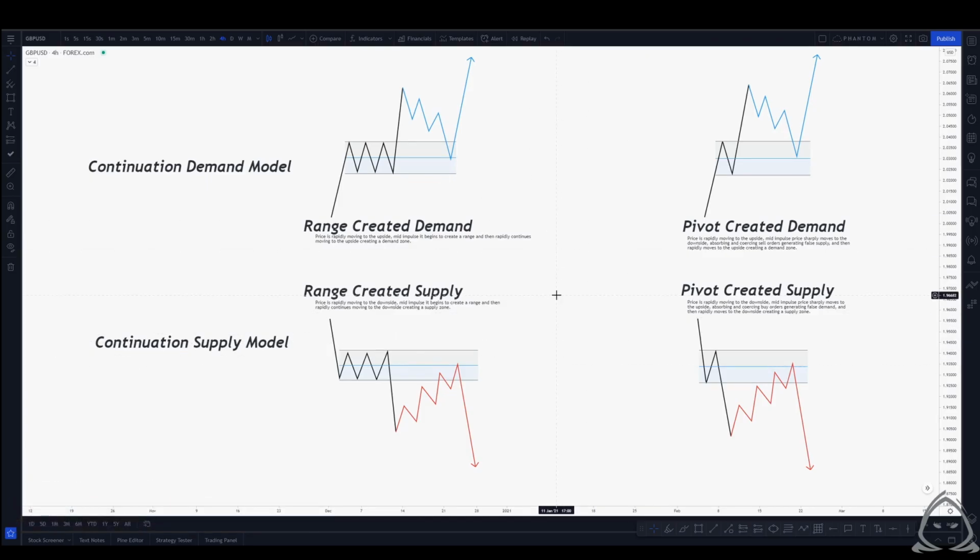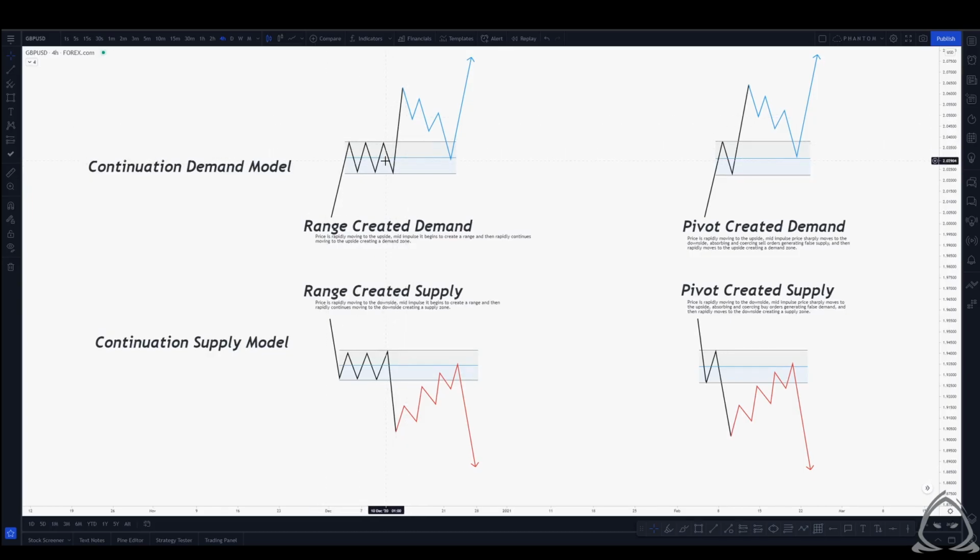Now, building on what we learned of the creation of zones in the first video, we're going to be looking at the continuation of demand and supply using ranges. If we're looking at continuation patterns using these models, what we would see for a continuation demand model would be that you'd have an impulsive move to the upside. We'd be seeing a market moving to the upside. We would see that range being created, that sideways price action.